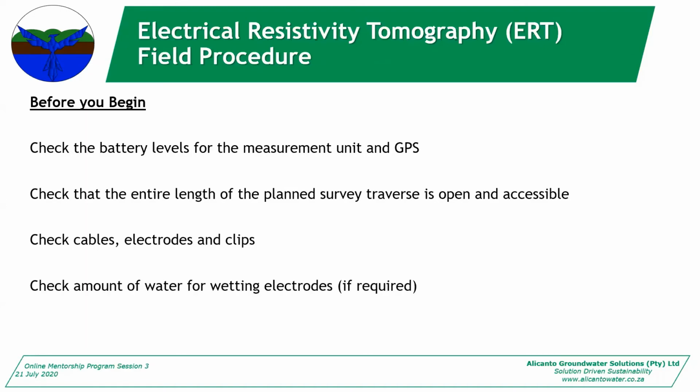Then if you're wetting your electrodes, in dry areas, we'll wet the electrodes to make sure that there's a contact between the electrode and the ground, to make sure that the current reaches the ground. So you've got to make sure that you have enough water to do this if you're using water.